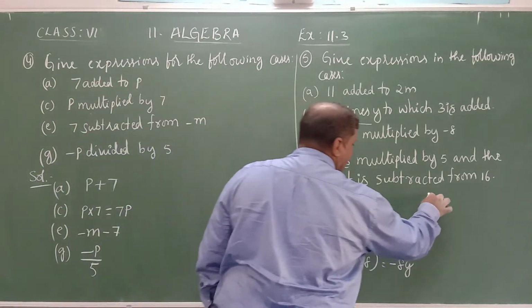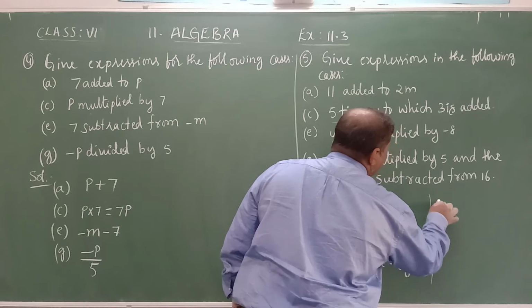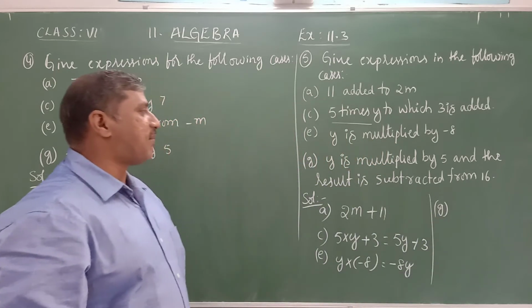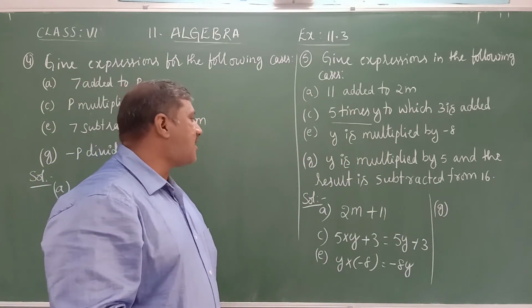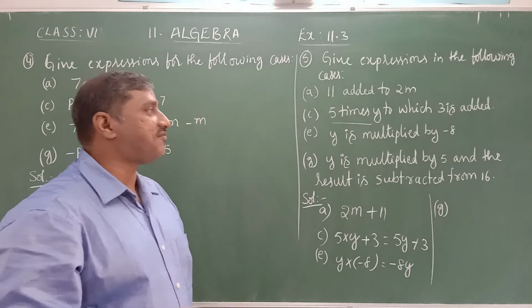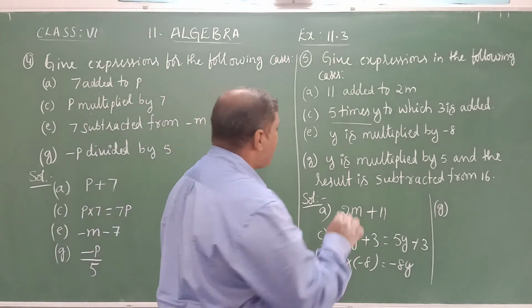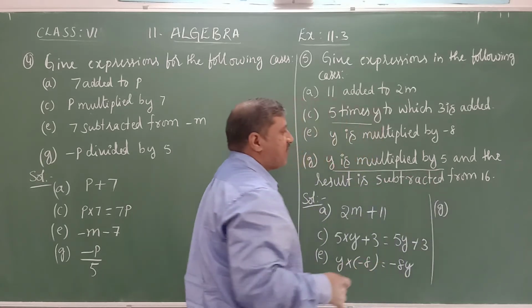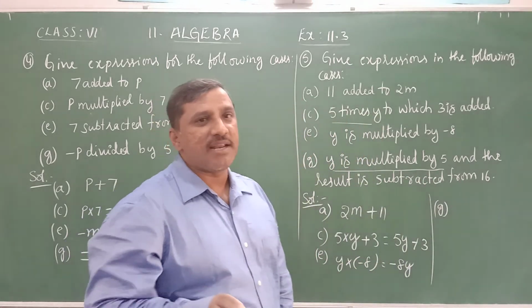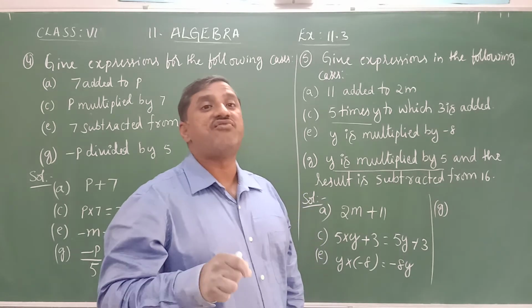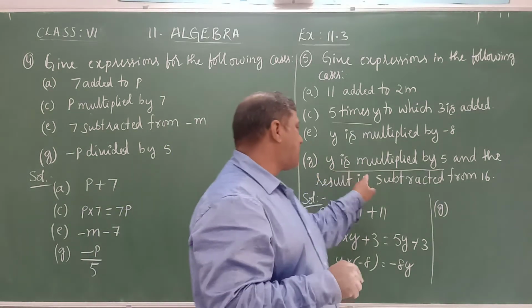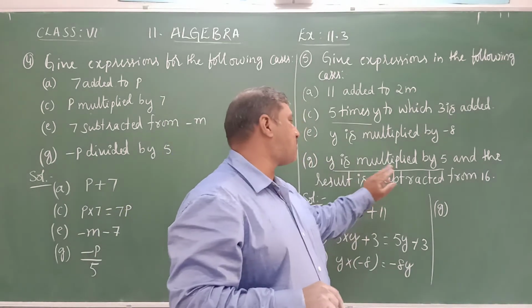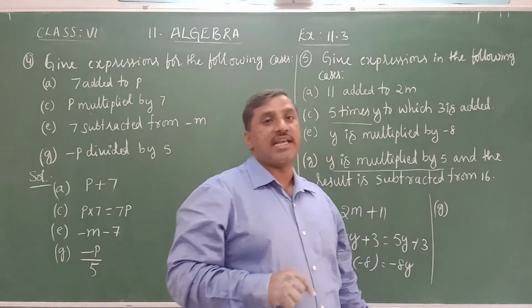Then the G bit. Y is multiplied by 5 and the result is subtracted from 16. So first, there are two cases. Y is multiplied by 5. What do we get when y is multiplied by 5? It is 5y. And that result is subtracted from 16.